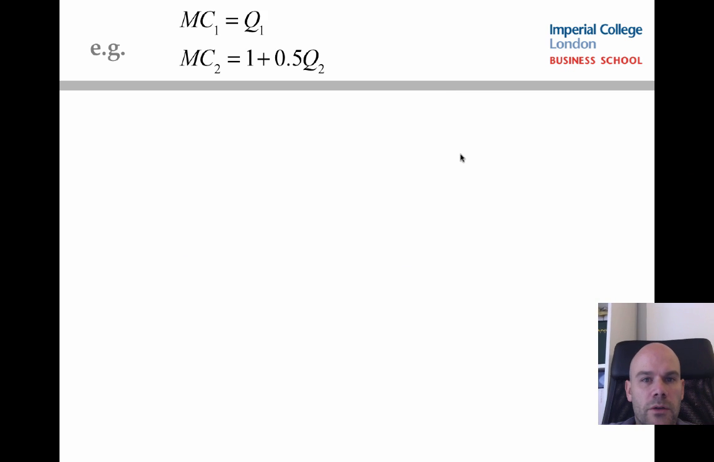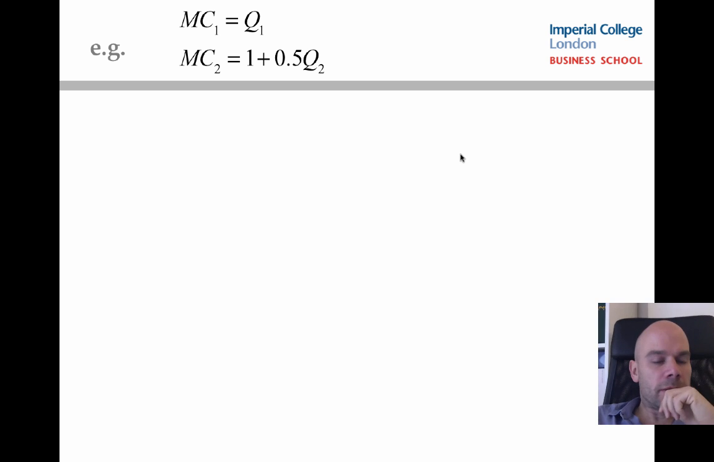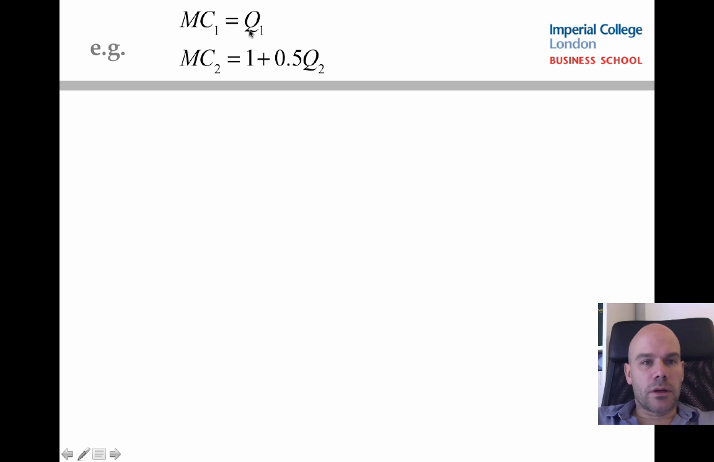So of course we can do all of this also algebraically if we have a given function, and here we have an example. Say we have two marginal cost curves. The one for plant 1 is just Q1. The one for plant 2 is 1 plus 0.5 Q2. So that means, as we've seen in the diagram before, that this one intercepts the y-axis at 1, a bit higher than this one, which intercepts at 0, but this one is flatter.